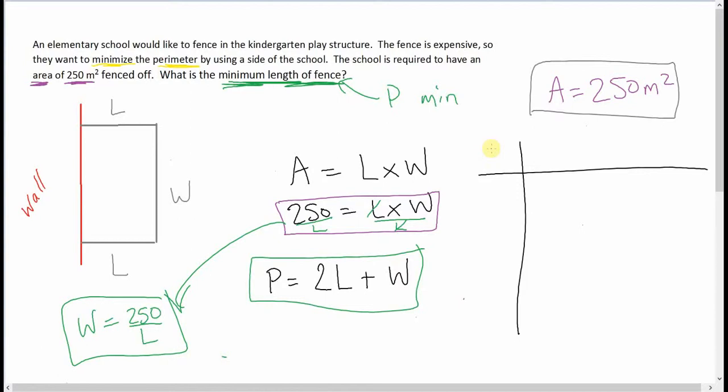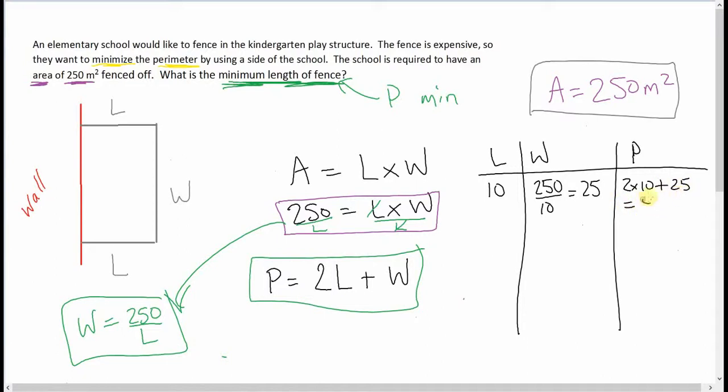So if we did a length, let's say, of 10, what would the width be? The width would be 250 divided by 10. 25. Okay, well, let's figure out the perimeter. So we have, for the perimeter, 2 times the length plus the width. So 2 times the length plus the width. And that is equal to 20 plus 25, 45.